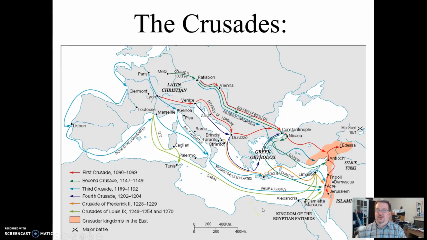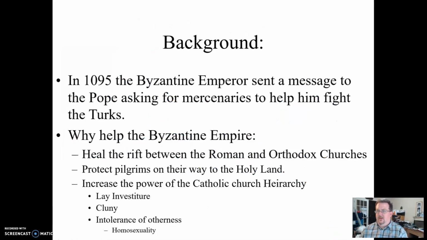Now, at the same time Europe is building beautiful churches, they're also involved in something that's going to be a little more grim. And that's a movement that becomes known as the Crusades. The background of the Crusades was that the Byzantine Emperor had sent a message asking for assistance, mercenaries probably, to help him fight the Turks, who were a new group that had just arrived in the area and were encroaching upon the territory of the Byzantine Empire.